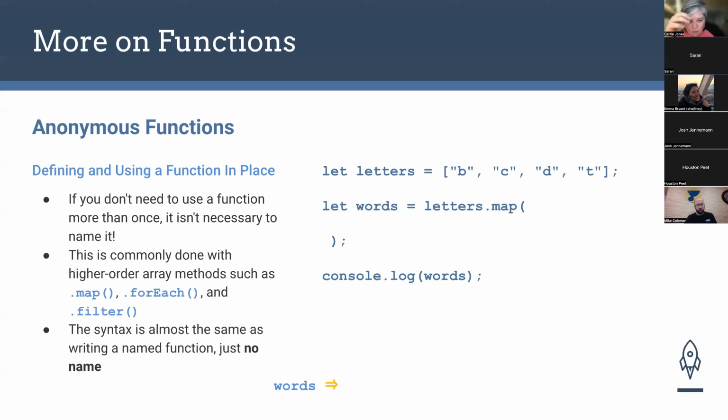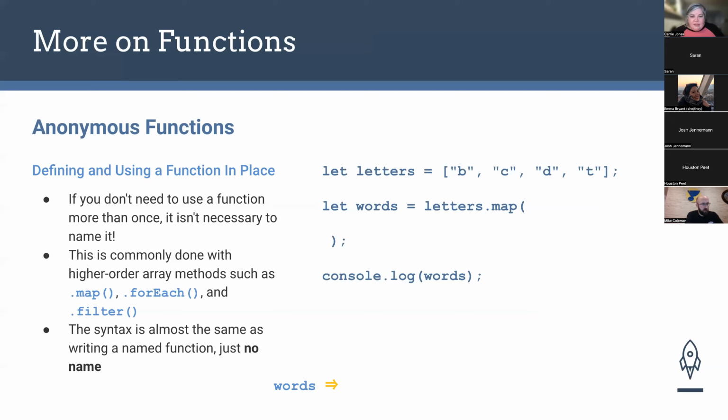And map, if you remember from your reading, takes one array and returns another array of equal length. It allows you to do something with each one of the elements. It loops through them and looks at them one at a time. Then you do something, and it creates a new array with those new values that correspond to each of the elements in the original array. So words is our new array. And what I'm doing is I'm going to add some more letters onto each of those letters to create full words.